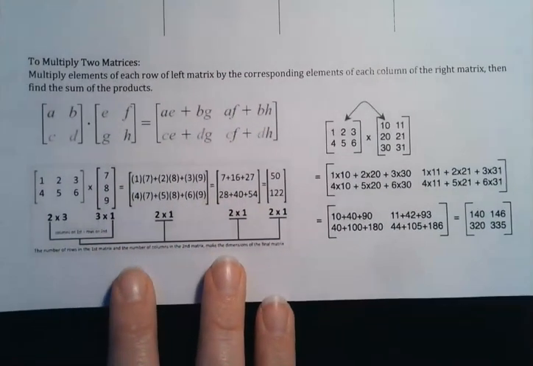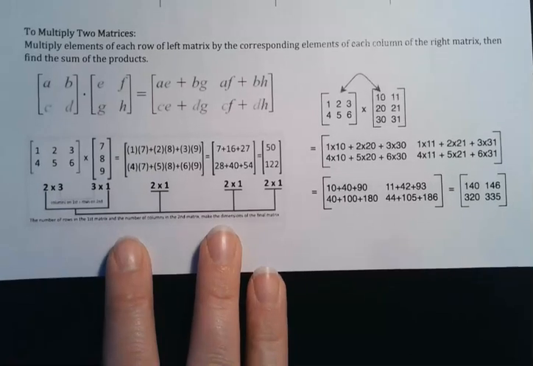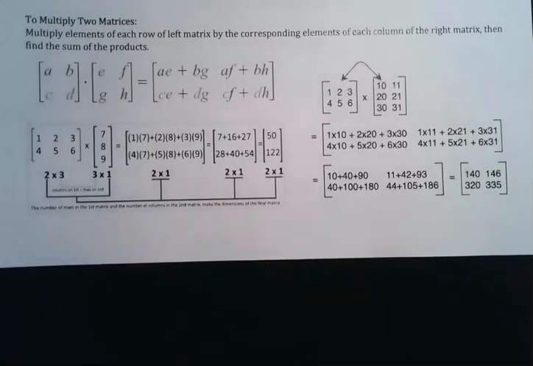Then let's look at how we multiply two matrices. To multiply two matrices, we're going to multiply the elements of each row of the left matrix by the corresponding elements of each column. Now wait a minute. Row to column of the right matrix. And it says, then sum the products. Find the sum of the products. It's like, what are you talking about?